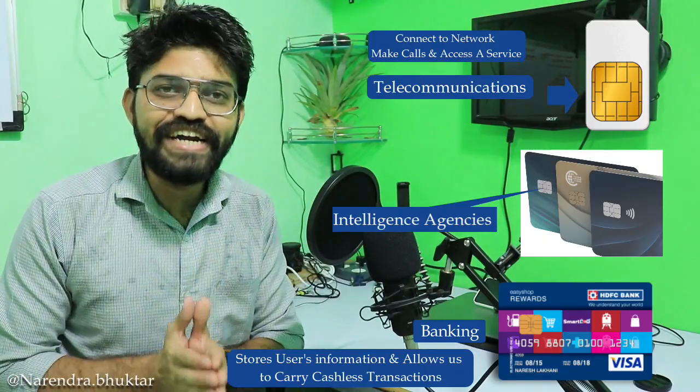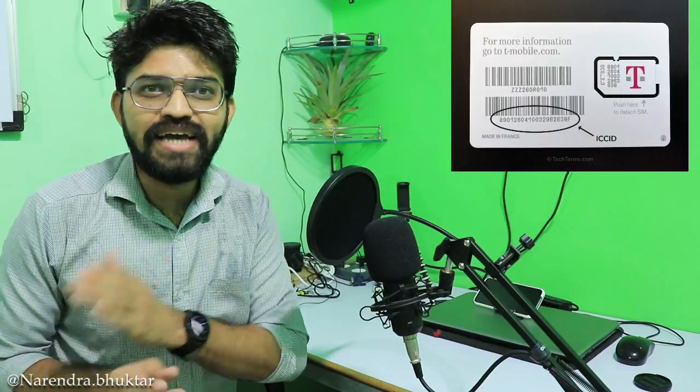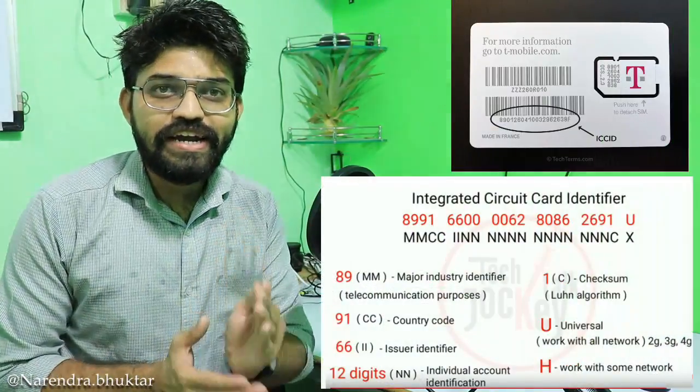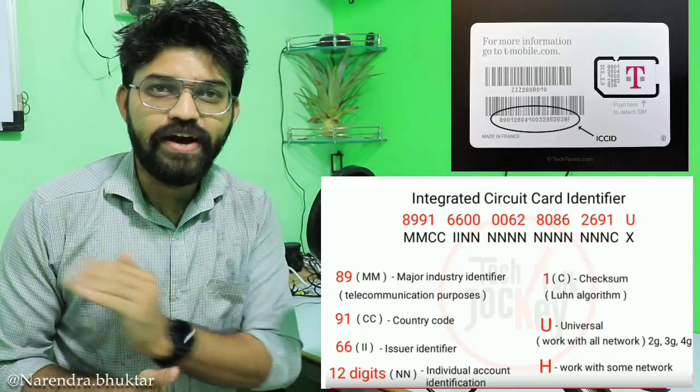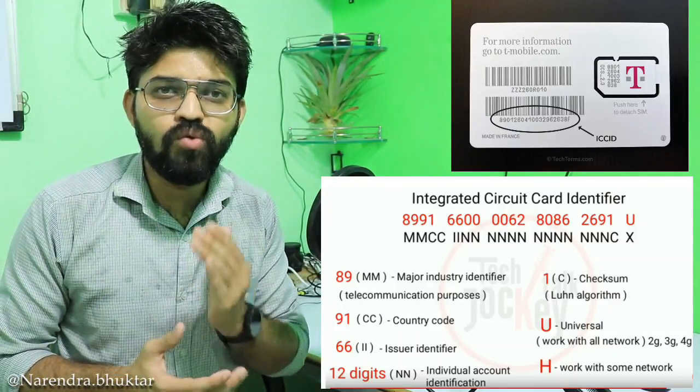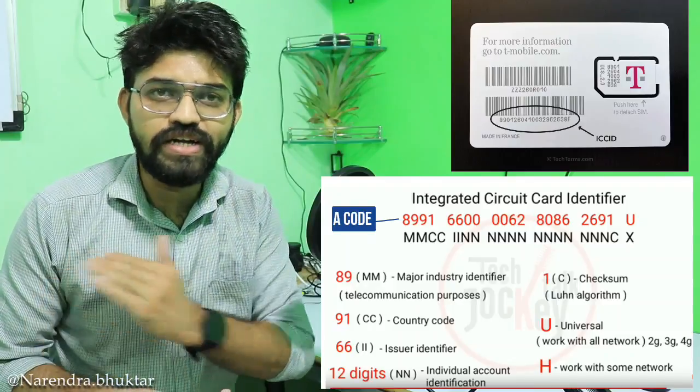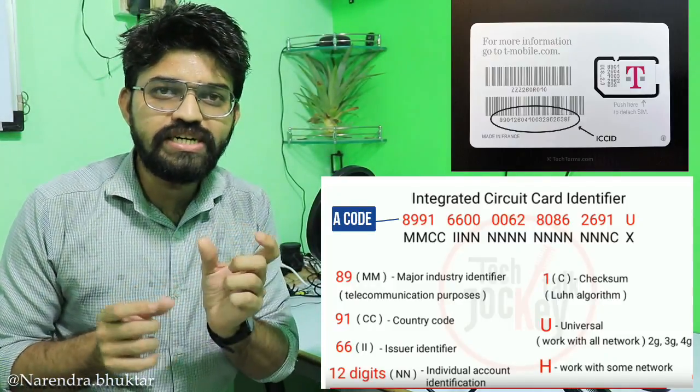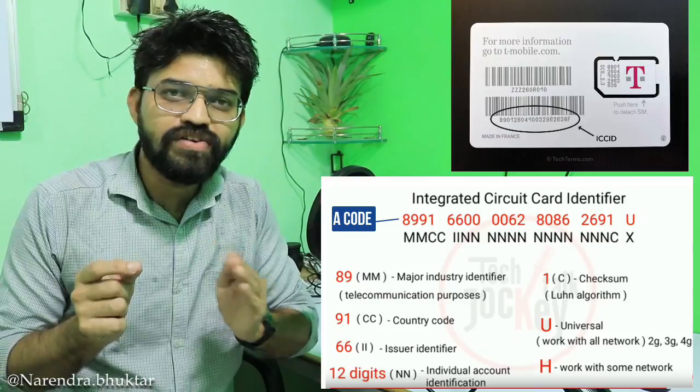So how can we identify them? Basically, all these chips have a small code embedded into them, which is known as the ICCID, the integrated circuit card identifier. It consists of more than 23 to 25 digits, and each group of digits is connected to a different code.